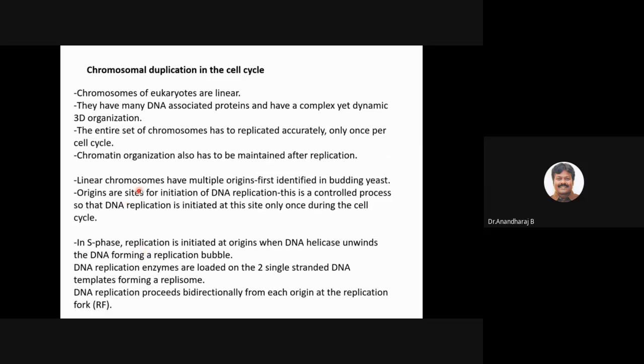So what happens? First, I already discussed the multiple linear origins of replication, first identified in budding yeast, a lower eukaryotic organism. You know very well in which phase of the cell cycle the replication starts. Any idea? I already studied the cell cycle in cell biology. S phase. It is only in S phase that the DNA starts replicating, right?